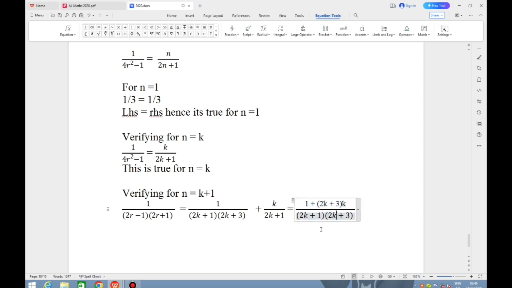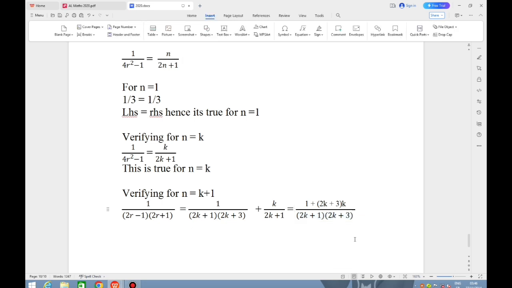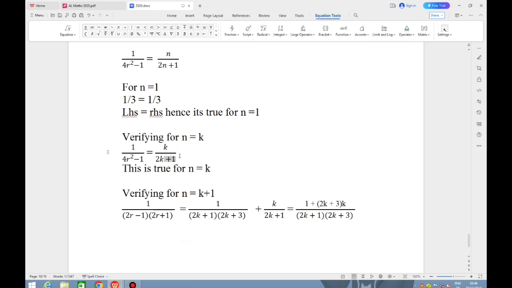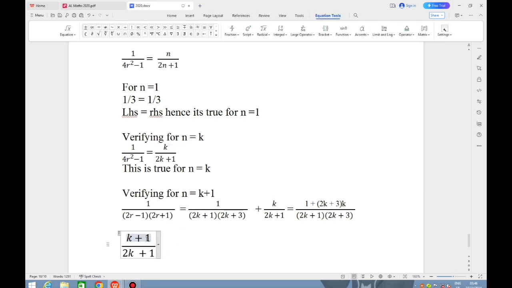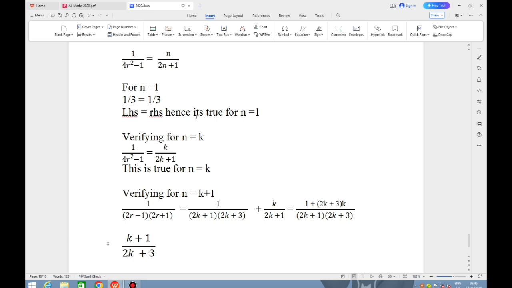So now from here, we want to manipulate this so it ends up like what we'd get if we substitute k plus 1 directly. If you directly substitute k plus 1 into this, you are going to get k plus 1 all over 2k plus 2 plus 3, that's 2k plus 3. So this is what we would have had if we directly substituted here. So I'm going to show that this can result in this.